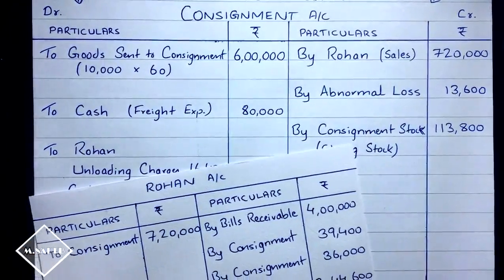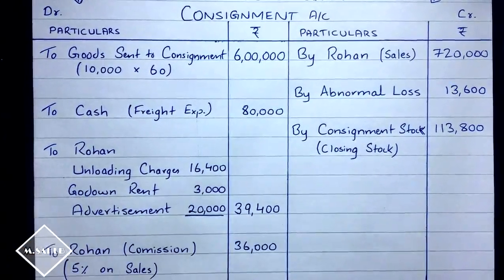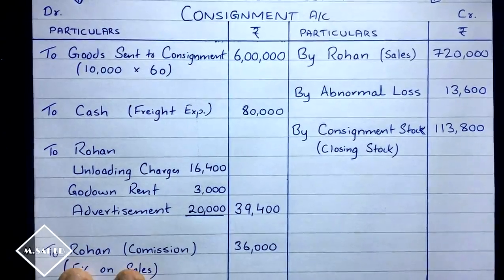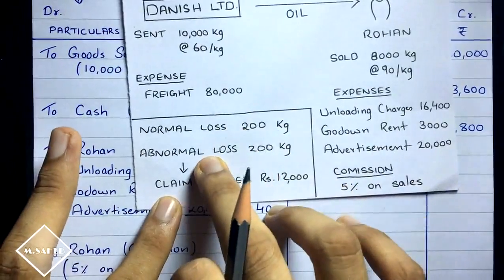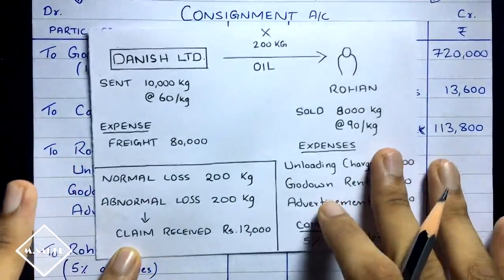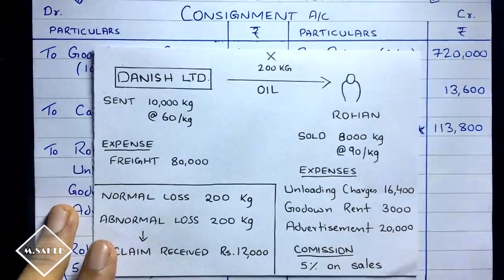So this is how you solve a problem of consignment when normal loss as well as abnormal loss is given. It is very simple. The treatment of normal loss and abnormal loss was very simple. I hope you have understood it. Okay, thank you.